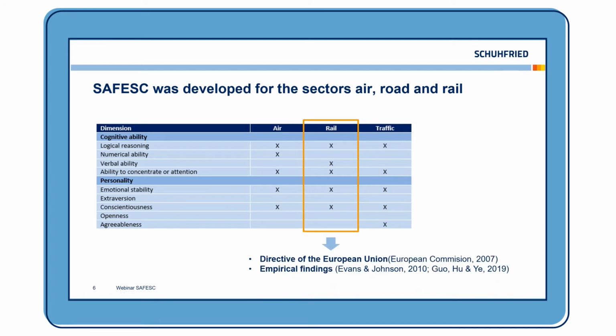Here we have the EU directive for train drivers, which stipulates that both prospective and existing train drivers should be tested with psychological procedures. And again, the dimensions in which they are to be tested are of course defined in the directive. We have here logical reasoning, verbal ability, as well as the ability to concentrate or attention, and again, optional, the possibility to assess personality factors, emotional stability, and conscientiousness. And just as in our screening for the aviation sector, we have empirical findings from various studies that confirm the relevance of these skills and factors for train drivers.